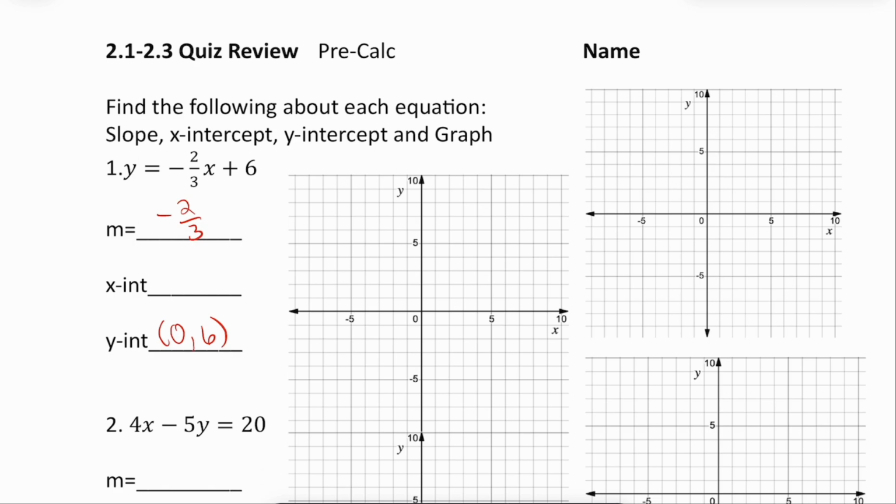So graphing it should be pretty easy. We're going to start over here at 6. We can count down 2 and to the right 3. But our graph paper lends itself to going up 2 and to the left 3, as long as you reverse both of those directions.